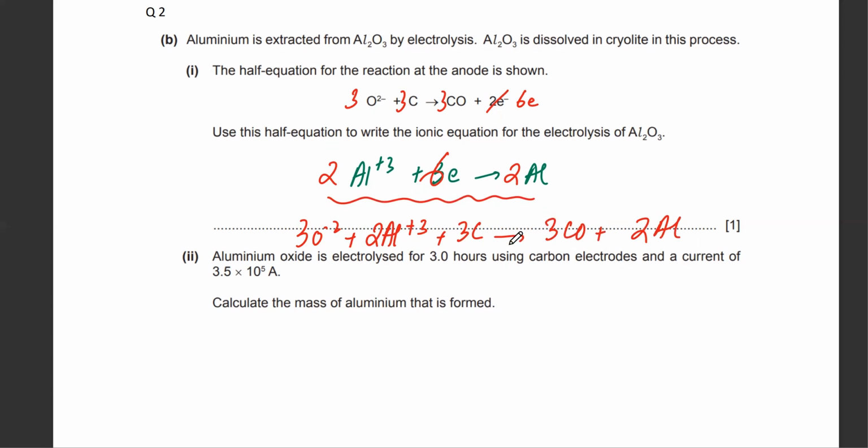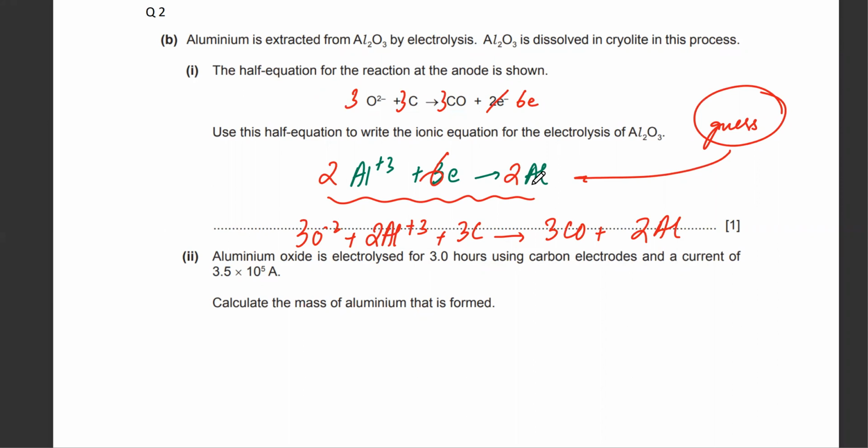So we were supposed to make the overall equation, like the ionic equation. But then we didn't have the other half equation. I mean, this one was a guess. I mean, it wasn't just a guess because they told us that you're extracting aluminium from aluminium oxide, right? So basically aluminium 3+ would be changing into aluminium, right?